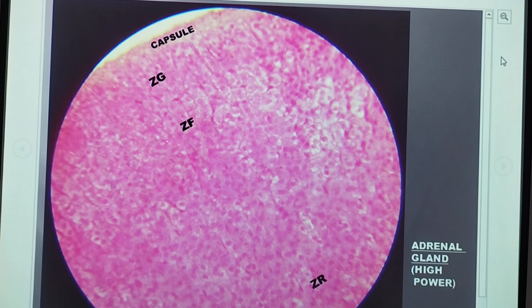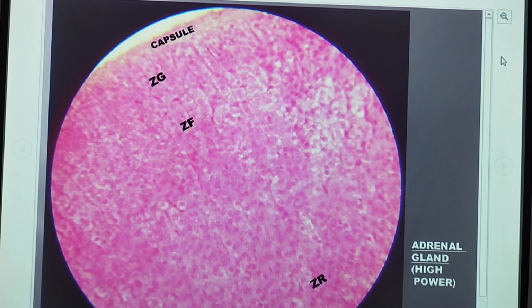Now look at the zona fasciculata. Here the cells are arranged in columns, 1, 2, 3. There are so many columns. Now these columns are two cells thick. And then finally you are seeing the zona reticularis, where the cells are arranged in the form of a branching network.